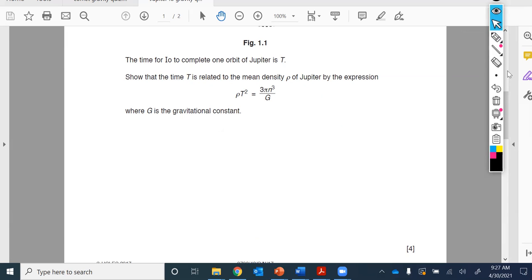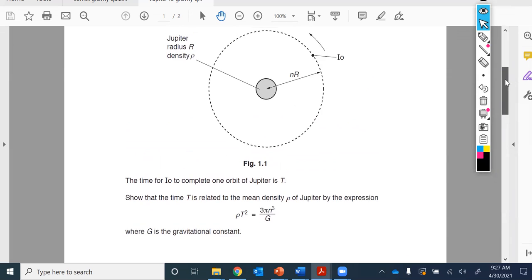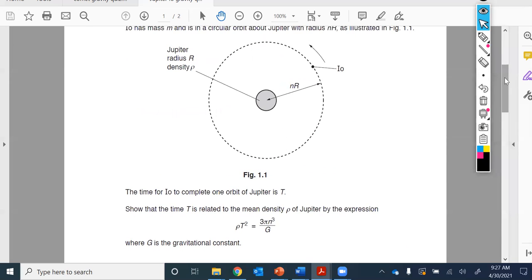Let's lay out all the ideas here very carefully. By the time we're done, we should get to that expression down there. We want rho T squared on one side. It's easier for me to make sense of it up here with the figure. So here's what I know about Io going around Jupiter in time T. I know that this is a mass, and I know this is a mass, and there's going to be a force of gravity between them. Io's velocity would take it off that way. Let's say it's going around this direction.